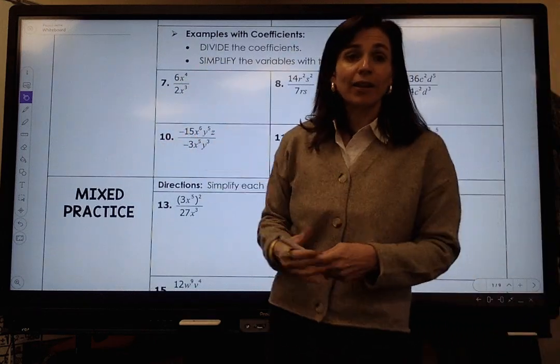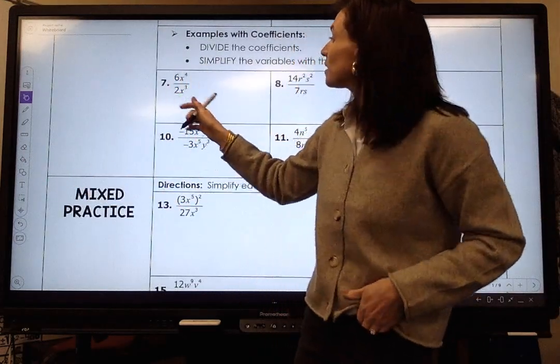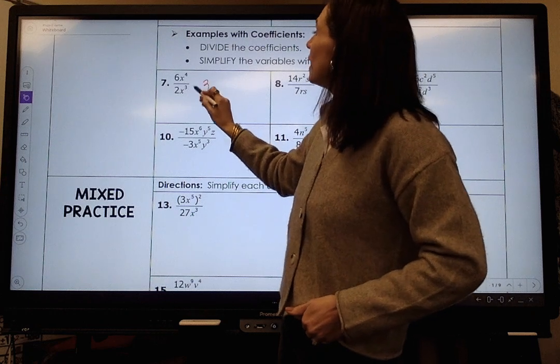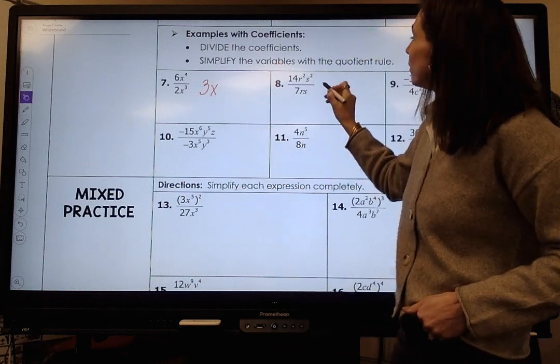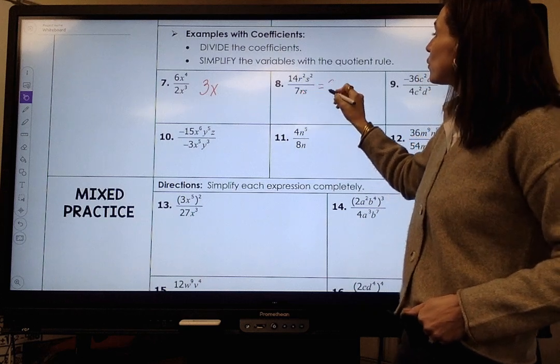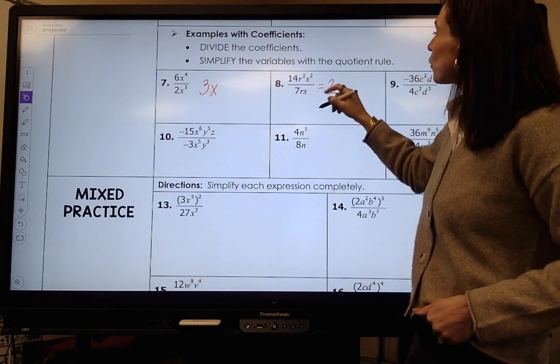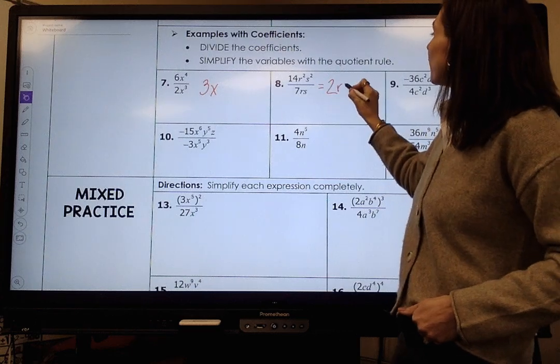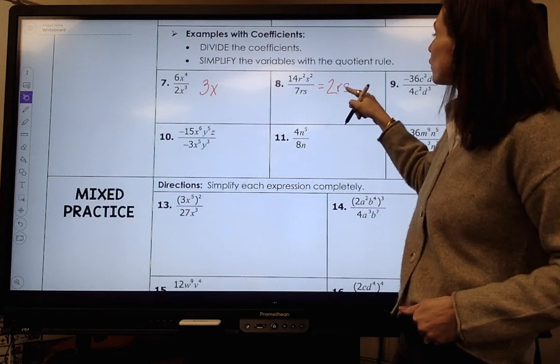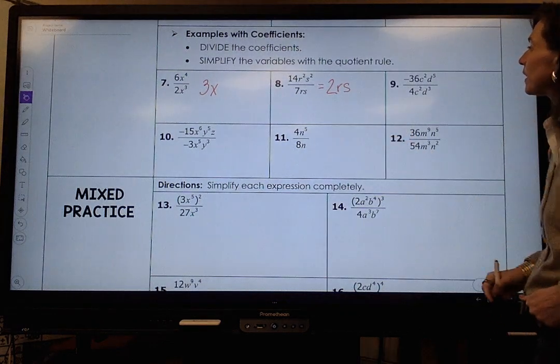When we go down here, we treat our kids like they just do what they're told. 6 divided by 2 is 3. Subtract my exponents, and I get x to the 1st. Here, 14 over 7 is 2, and then I subtract my r's: 2 minus 1 is just r to the 1st, and then I have s. 2 minus 1 is just s. So that's my final answer.